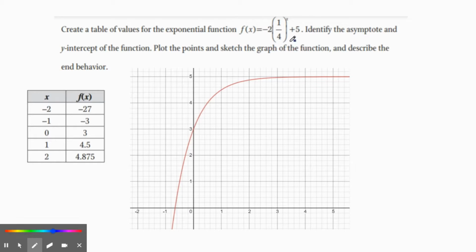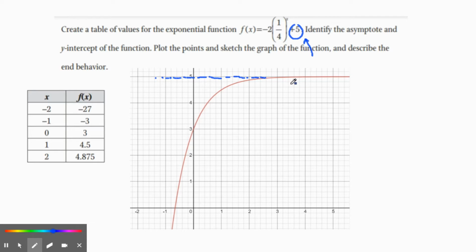Has anyone picked up on the pattern yet? 5 is the asymptote. In the previous problem, -2 was the asymptote. It almost seems like the asymptote is always consistent with that number right there.